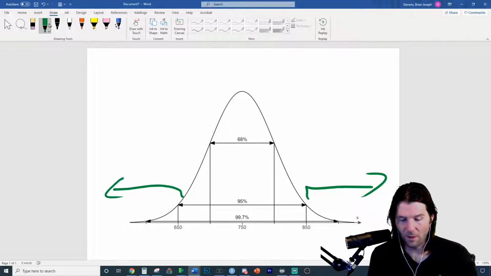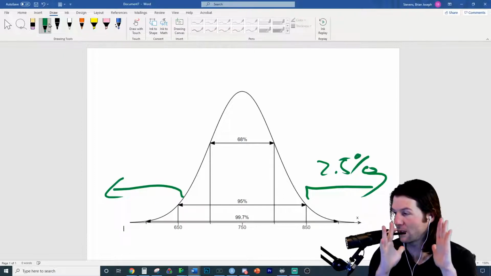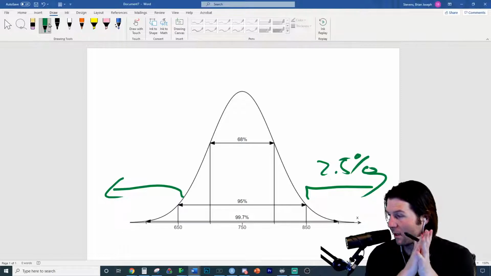If 95 is in the middle, then 2.5 is on either side. Because 95 inside, 2.5 on either side.